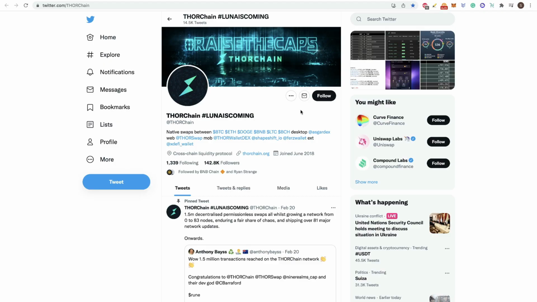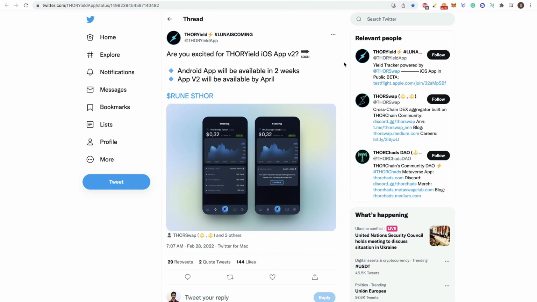If we go to the Twitter account, we have 142,000 followers. This project has had a lot of community support in the bull trends, but usually it's not a project that has many news. The latest news, from yesterday, is that they are going to launch version 2 of the application for Android and also for iOS. This will be available in April.